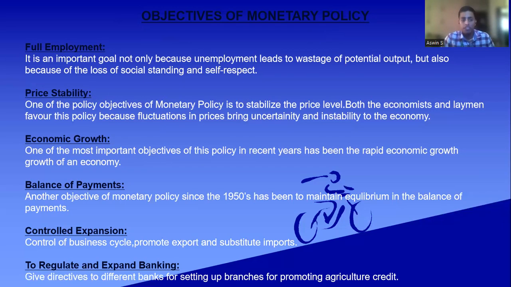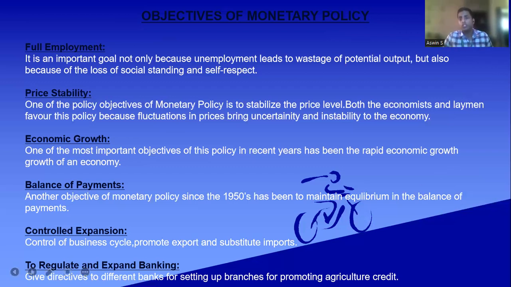The balance of payments. Another objective of the monetary policy since the 1950s has been to maintain the equilibrium in the balance of payments. And the next one is the controlled expansion. The control of the business cycle, promote the export and substitute the imports of a country. To regulate and expand banking, give directives to different banks for setting up branches for promoting agriculture trading.